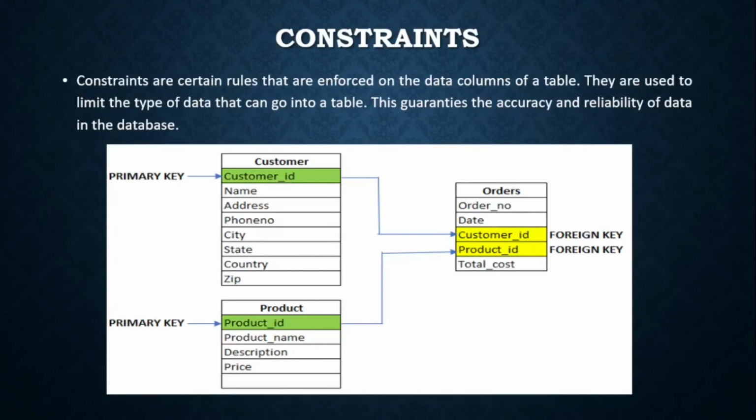And then we have to look at constraints. What are constraints? Very simple. Constraints are certain rules that are enforced on the data columns of a table. They are used to limit the type of data that can go into a table. What this does is to guarantee the accuracy and reliability of data in the database.